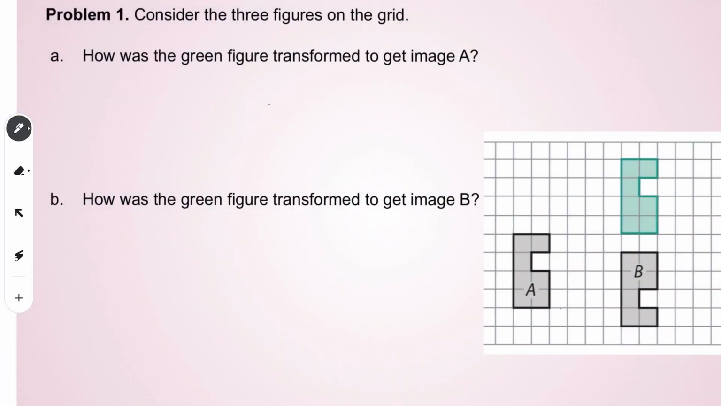So problem 1: consider the three figures on the grid. How was the green figure transformed to get image A? The question, part A, is asking me how do I get this green figure to this figure right here? So I know it is not a reflection because it doesn't look like it was reflected. It did not change orientation at all. I know it wasn't a rotation because it doesn't look like it was turned. Again, it didn't change orientation. What I mean by orientation is the way it looks. So I'm going to assume that it is a translation.